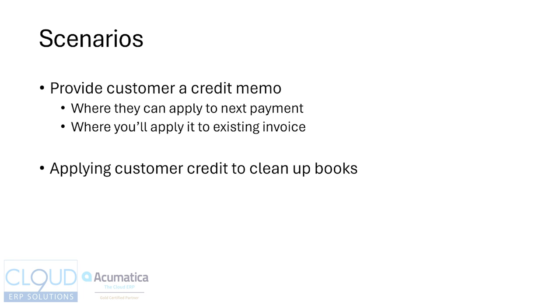And then the other basic principle is we're applying a customer credit to clean up the books. Whether it's a write-off of an invoice or something we did internally, the customer hasn't seen it yet or doesn't need to see it, we're just going to eliminate it from our books with all the audit history necessary. We're just going to apply it to an existing invoice, so that we can see it internally, but it never gets out to the customer. So let's get started.